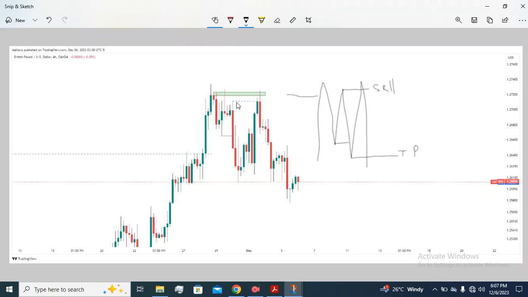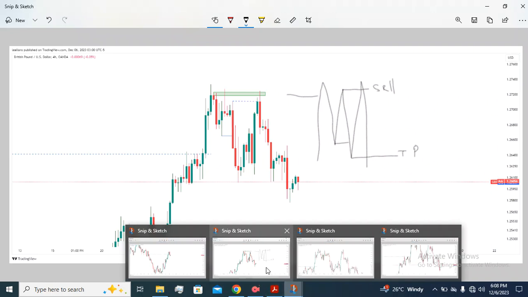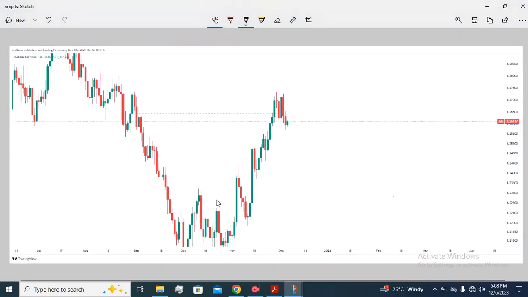Yes, with this. Before we come to break down this trade, we should learn how to anticipate such setups. How do we anticipate such setups? So I'm going back to the daily time frame to show you exactly how we came about that trade.